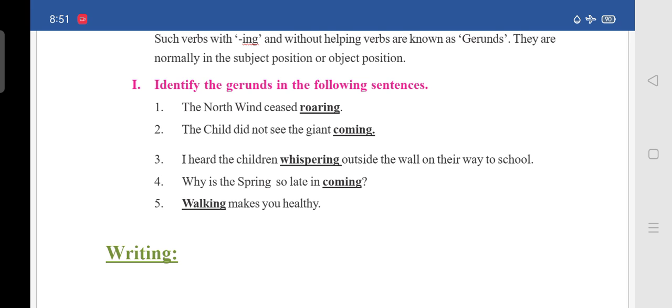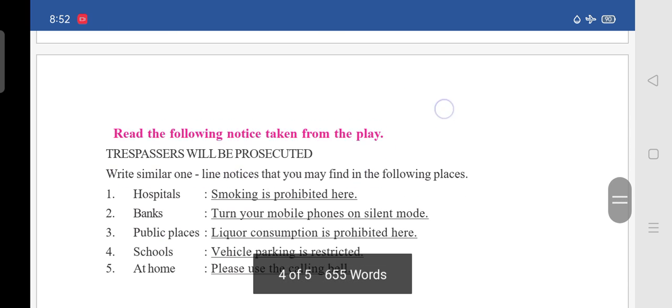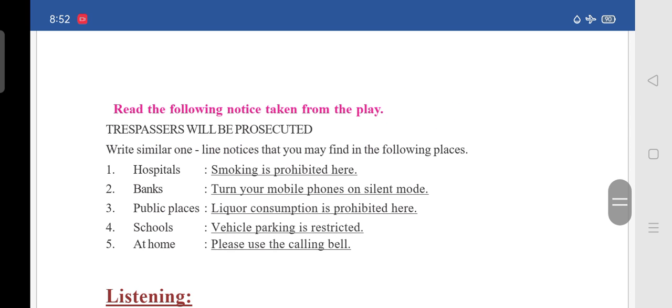Third, I heard the children whispering outside the wall on their way to school. Here what is the gerund? Whispering. So you underline the word whispering. Third one is whispering. Fourth, why is the spring so late in coming? So what is the gerund here? Coming. In fourth one, you underline coming. Fifth, walking makes you healthy. So you underline walking. Fifth one is walking. Now move to the writing part. Read the following notice taken from the play.